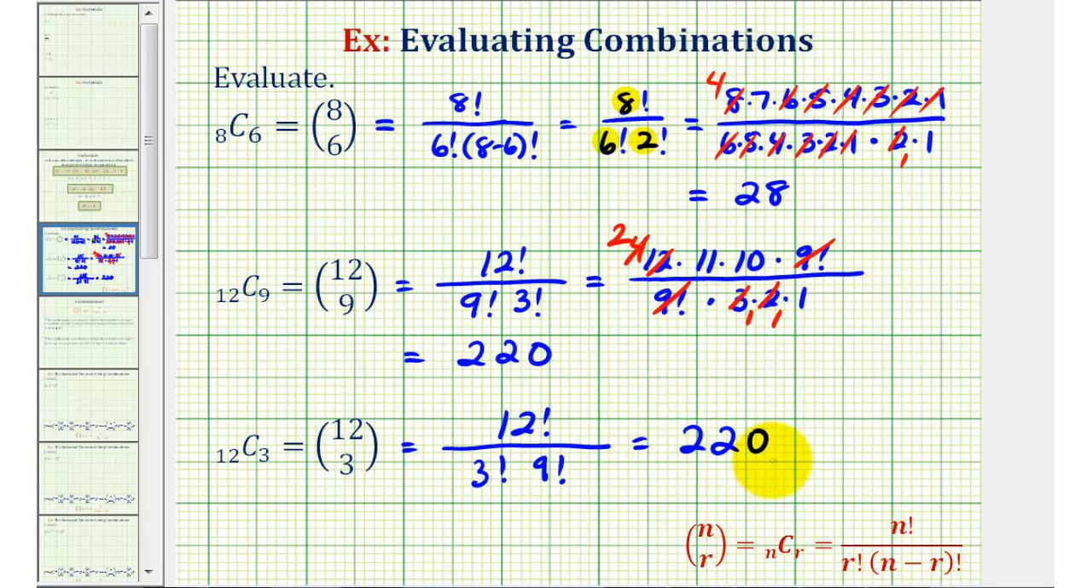To understand why this makes sense, if we go back to the group idea, if we have 12 people and we form a group of 9, since there's 3 people left over, that would be the same as forming a group of 3. So again, every time we form a group of 9, we're forming a group of 3, and therefore the number of different groups in both cases would be the same.